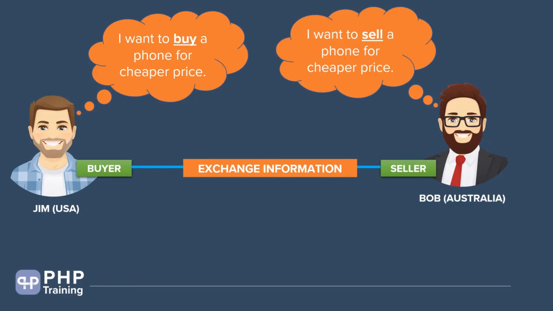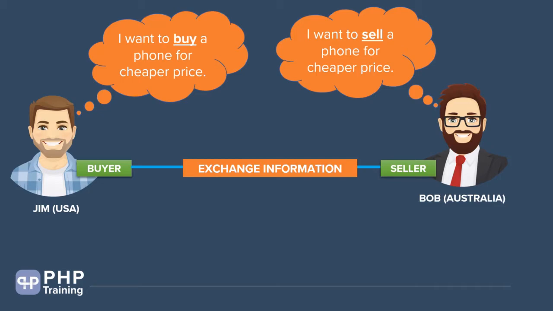Well, we have met these two gentlemen, Jim from USA and Bob in Australia, in the web basics section. If you haven't covered that section and jumped directly to the HTML section, in web basics we talked about Jim staying in the USA, a buyer who is thinking to buy a phone for a cheaper price, and Bob in Australia, who wants to sell a phone. So Jim being the buyer and Bob being the seller, they want to exchange information. We discussed all those things in web basics, so if you want to understand more, you can go back to the web basics topic.